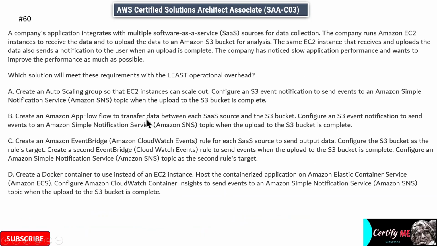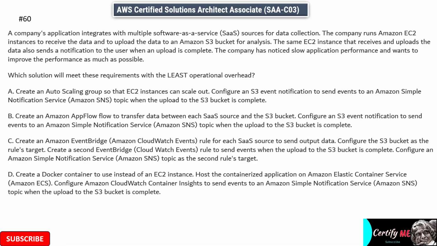Next question. A company's application integrates with multiple software as a service sources for data collection. The company runs Amazon EC2 instances to receive the data and to upload the data to an Amazon S3 bucket for analysis. The same EC2 instance that receives and uploads the data also sends a notification to the user when an upload is complete. The company has noticed slow application performance and wants to improve the performance as much as possible. Which solution will meet these requirements with the least operational overhead?